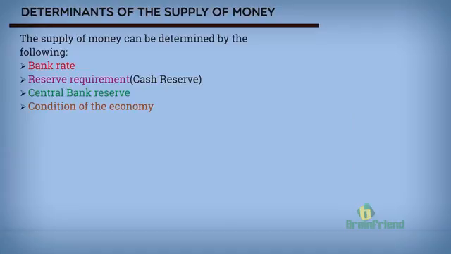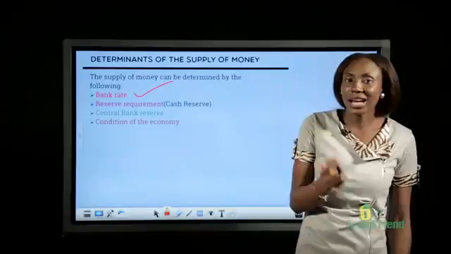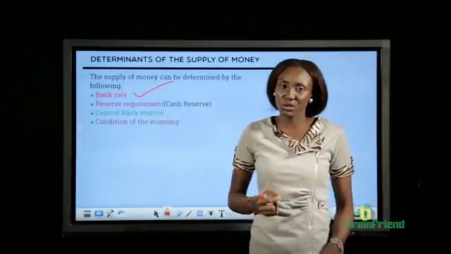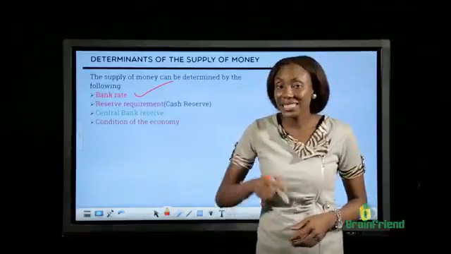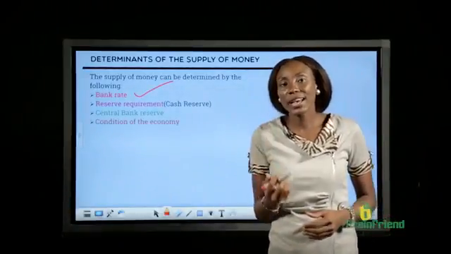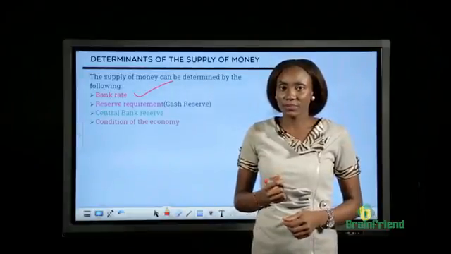Now we'll take a look at the determinants of the supply of money. One of the determinants of the supply of money is bank rate. This is the rate of interest which the central bank charges financial institutions and commercial banks. If the rate of interest is high, it will affect bank lending to individuals.